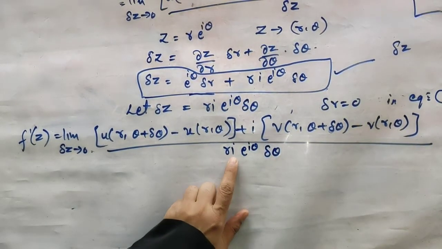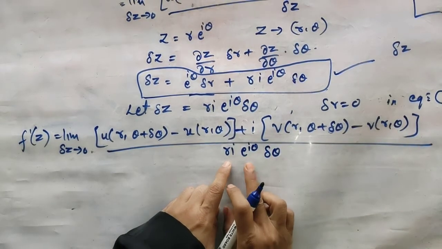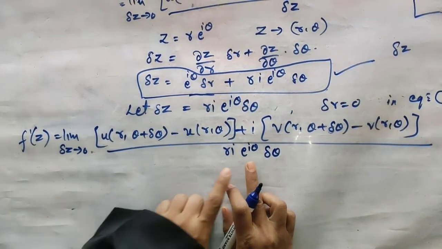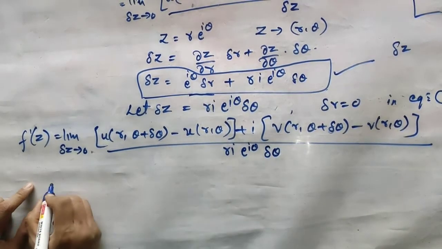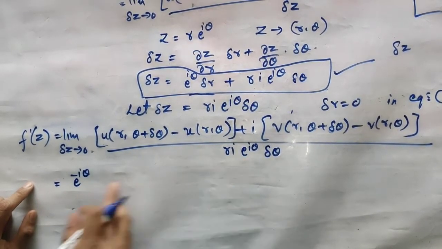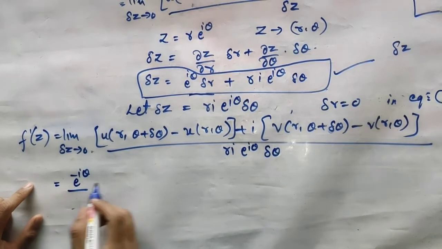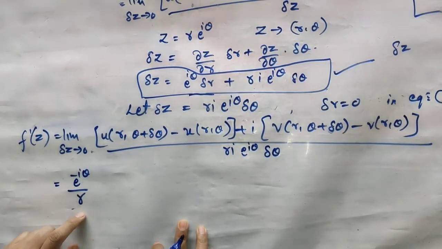Now, except this, I am going to take the remaining r into e to power I theta outside. I and delta theta I will keep inside here. Then later we'll do the changes with that. So you have e to power minus I theta because it was in the denominator. When I take it common and outside, it becomes e to power minus I theta divided by r, because yes, it's there already in the denominator.